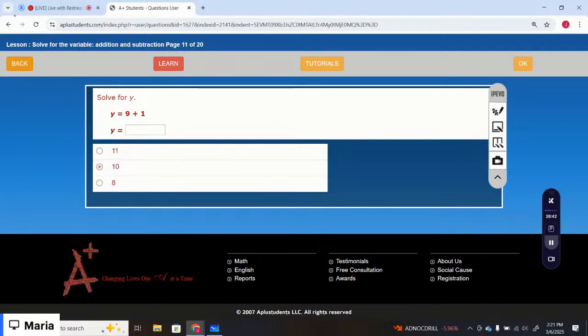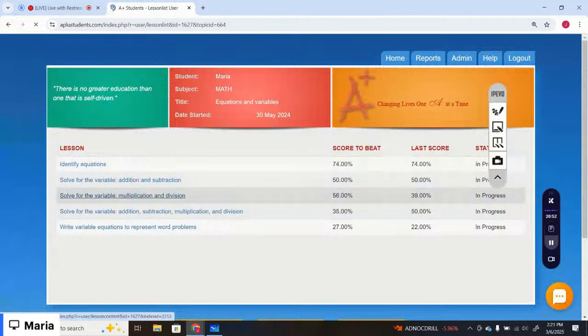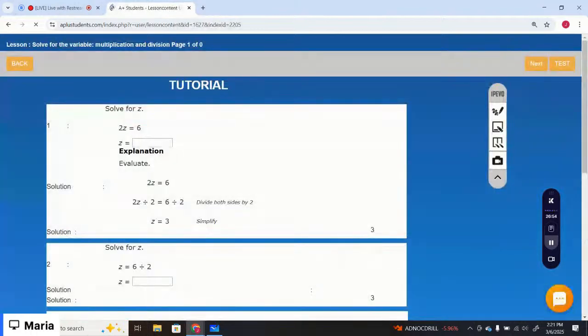Okay, you can complete the lesson by yourself later today. Let's just move on to the next lesson. The next lesson is solve for variable multiplication and division.